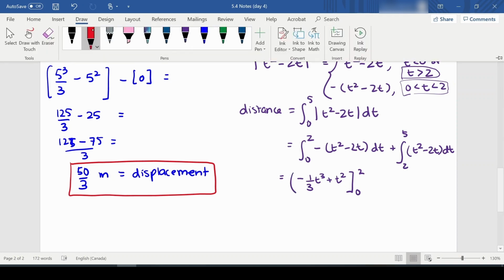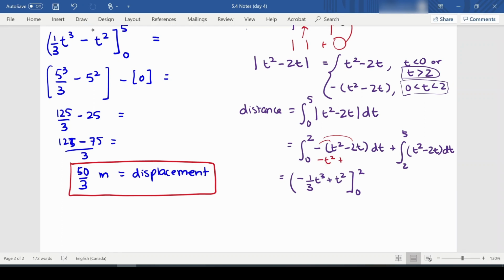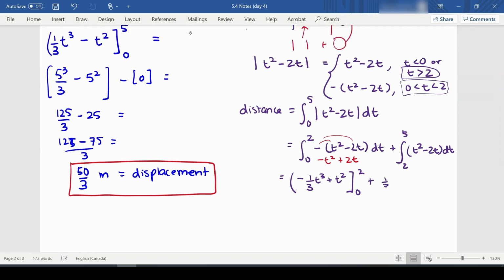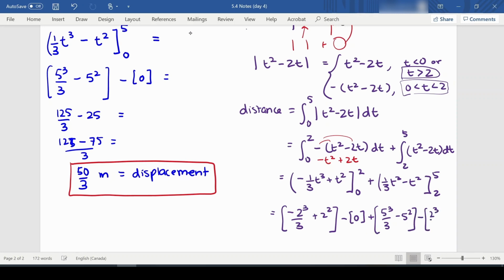If it helps you, you can expand this negative in and rewrite this before you do the antiderivative. That's fine, or you can do it all in one step. Just be careful with your negatives that you're not losing them. And then our next one, we would have 1 over 3 t cubed minus t squared from 2 to 5. So we get negative 2 cubed over 3 plus 2 squared minus 0 for the first integral, plus 5 cubed over 3 minus 5 squared minus 2 cubed over 3 minus 2 squared for the second integral.